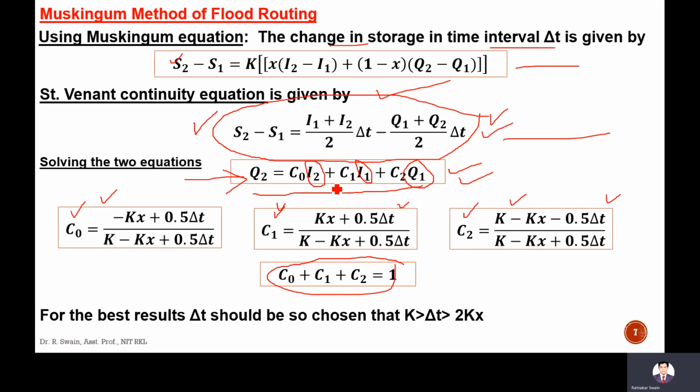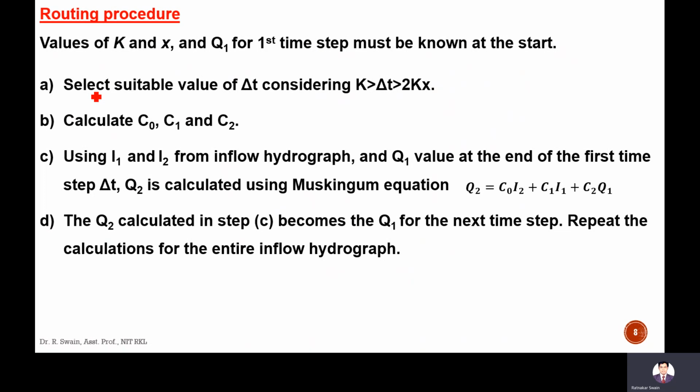Okay, so for the best result, delta T you have to choose first. Delta T should be so chosen that it should be in between this K and 2kx. K and 2kx. Okay, so next, the routing procedure.